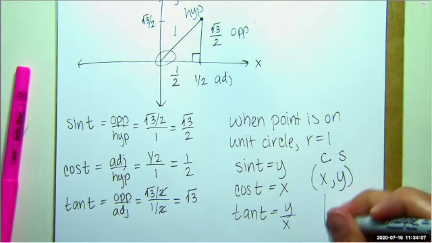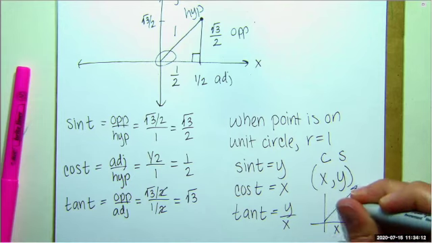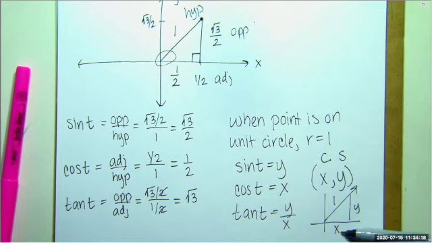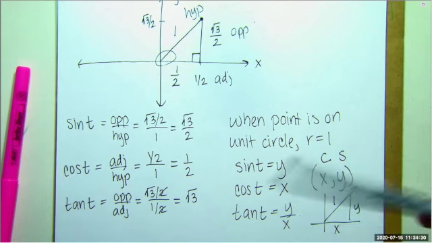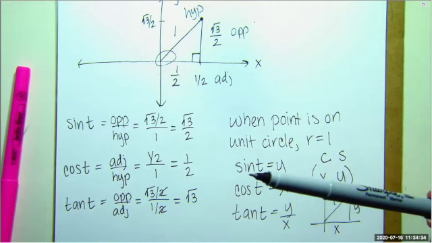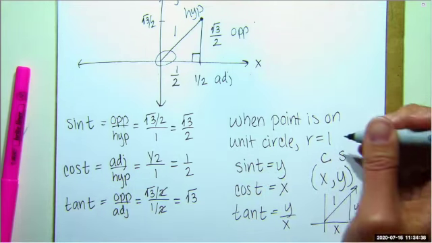Now, why is this true? If we look at a generic triangle, this side is x, this side is y. On the unit circle, this side is 1. Sine would be opposite over hypotenuse, that's just y. Cosine would be adjacent over hypotenuse, that's just x. Tangent would be opposite over adjacent, that's y over x. So if you would like to use these shortcuts, you're welcome to. You don't have to. It always works out that you can draw in the triangle and do opposite over hypotenuse, adjacent over hypotenuse. But these shortcuts work only when the point is on the unit circle.